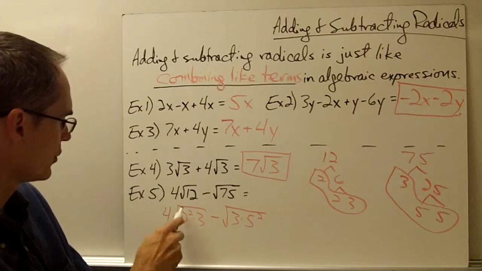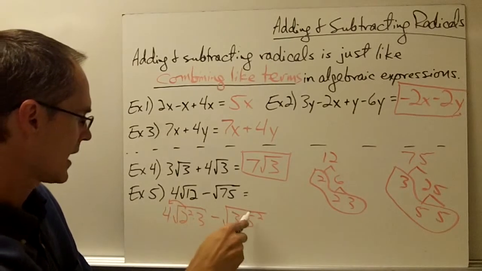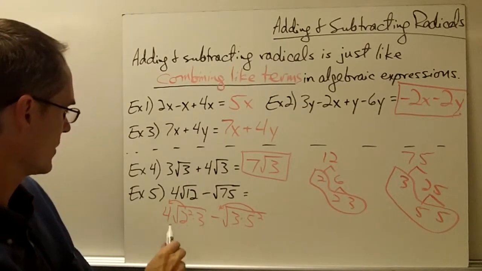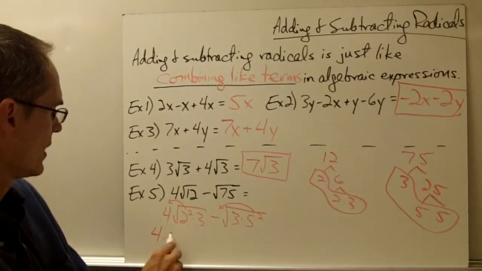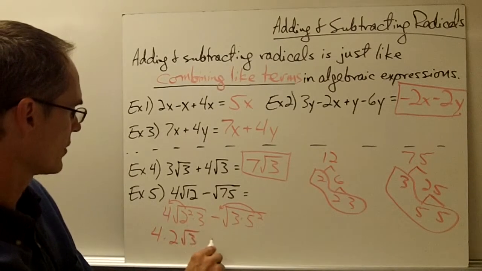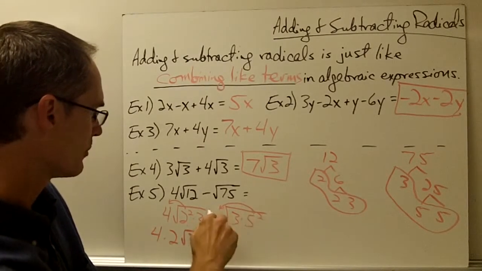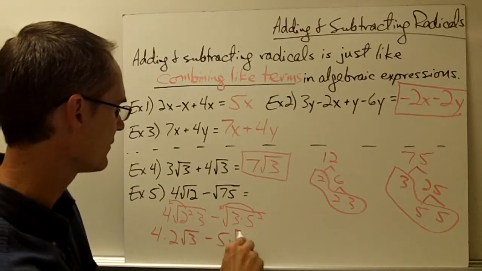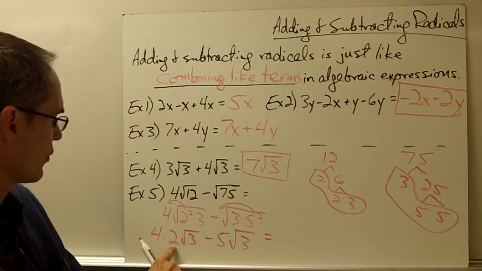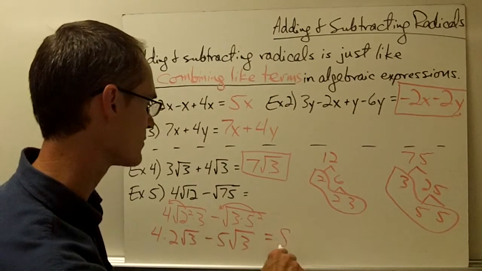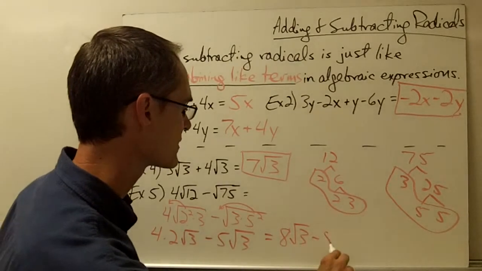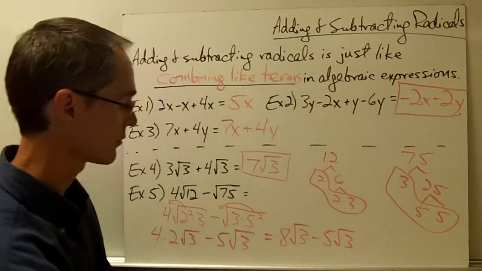So let's see, now I can pull this out and I can pull this out. I've got a perfect square term here and a perfect square term here. So that's going to give me 4 times, I pull out that, so that's a 2 times the square root of 3, minus, I pull that 5 squared out, that becomes a 5. 5 times the square root of 3. And now I can see 4 times 2, I can multiply those together. That gives me 8 times the square root of 3 minus 5 times the square root of 3.